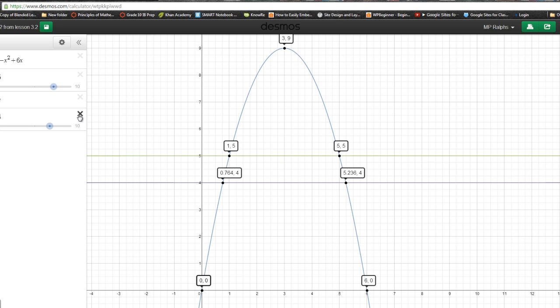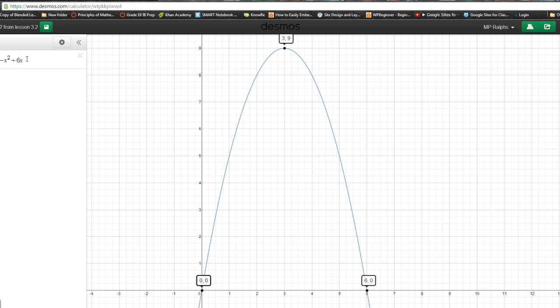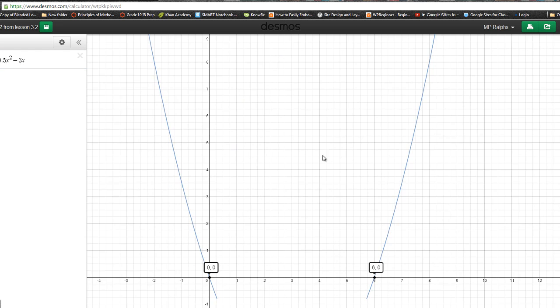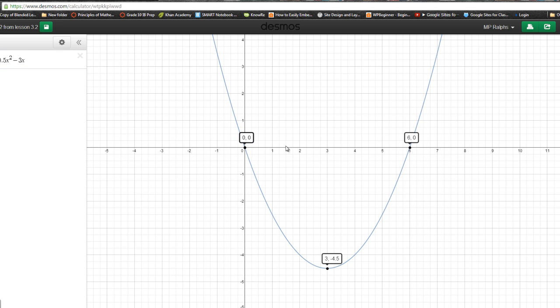Okay, so let's get rid of these here. And we'll go to part 2 of the example there, 0.5x squared minus 3x. There's the graph. The zeros and the vertex are already indicated there because we had clicked on that before.